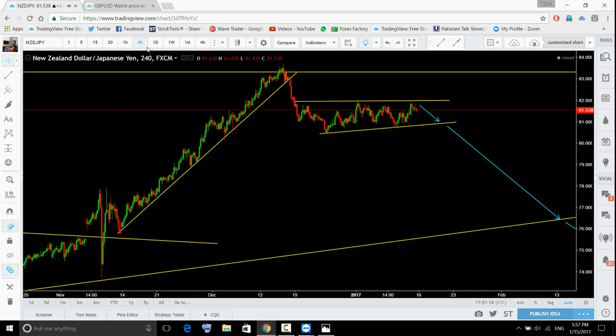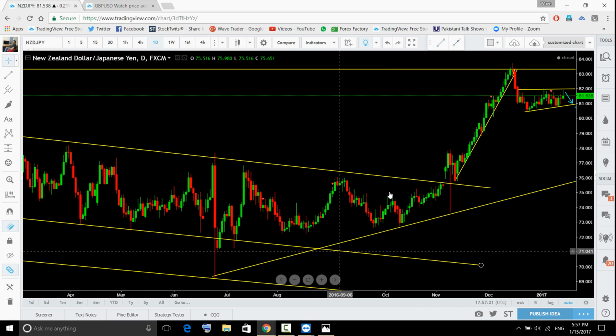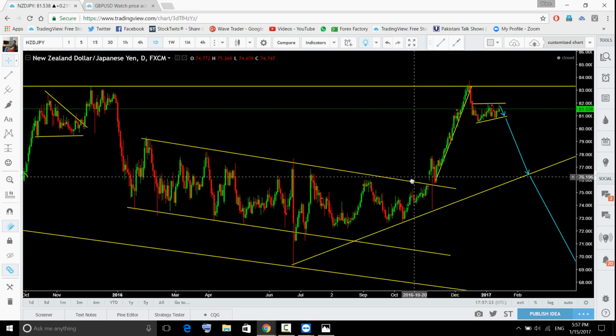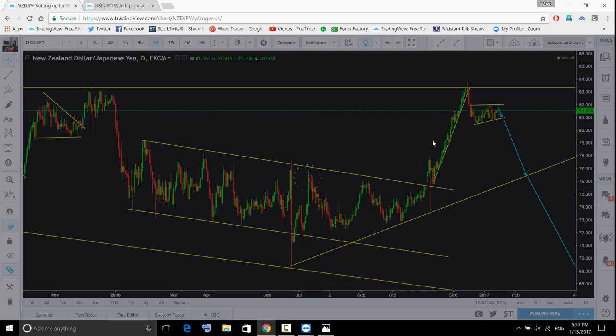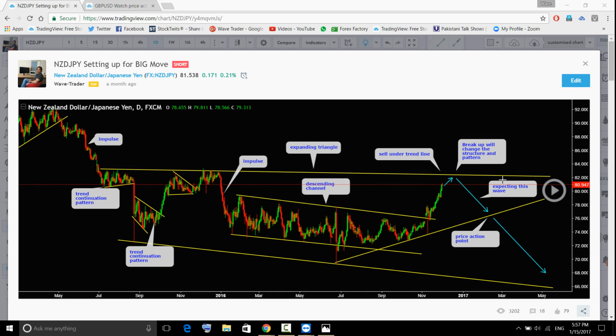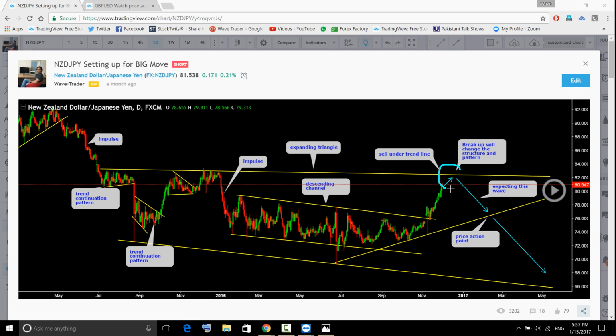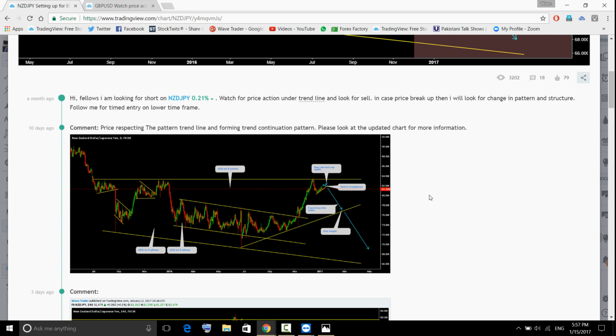We can see there was a nice impulse on the left side. The first idea I posted was like this. I was anticipating nice price action here at this place, and we got nice price action over there. After that we got the continuation pattern. Now we can see this continuation pattern.